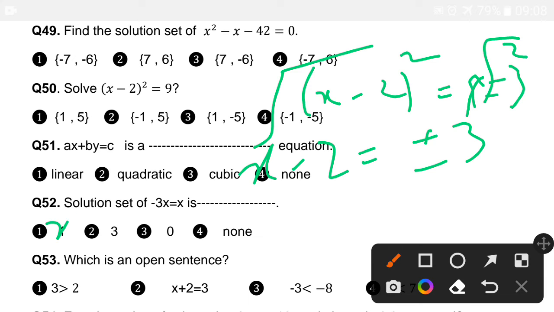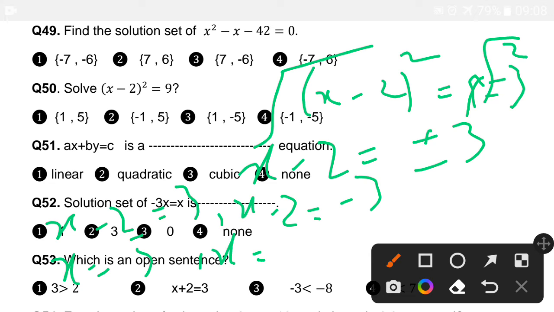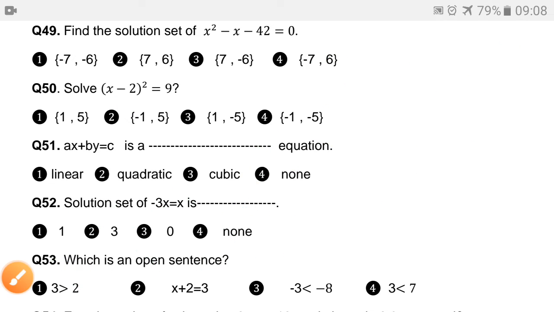Now we have two linear equations, x minus 2 is equal to 3 and x minus 2 is equal to minus 3. So x minus 2 is equal to 3 gives us 3 plus 2, which is 5, and x minus 2 equal to minus 3 gives us minus 3 plus 2, which is minus 1. So the solution is minus 1 and 5. So the second option is the right option.